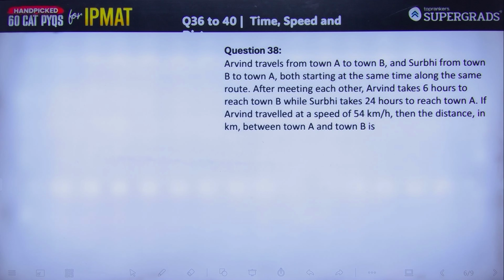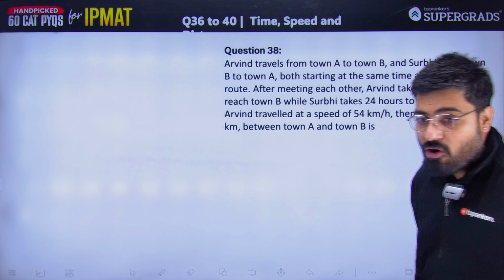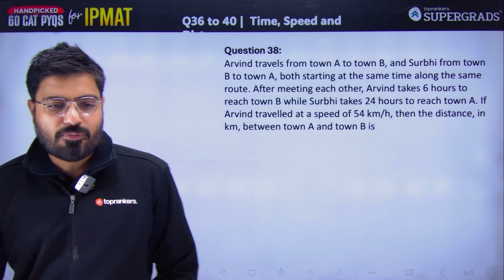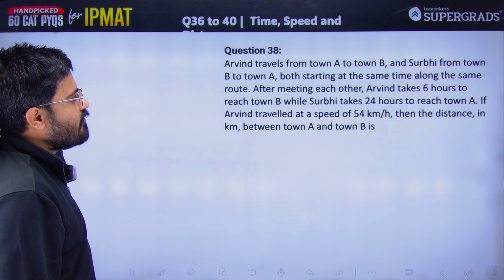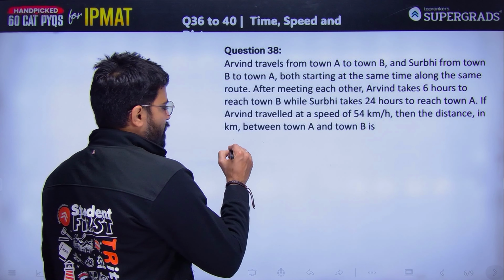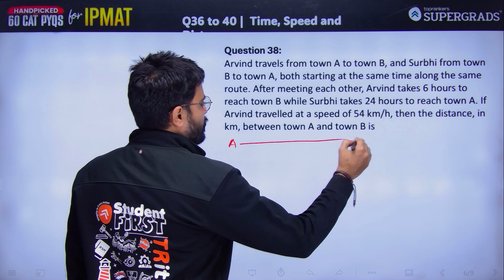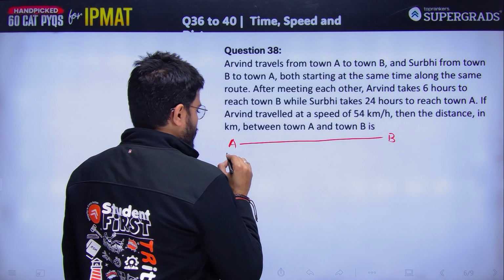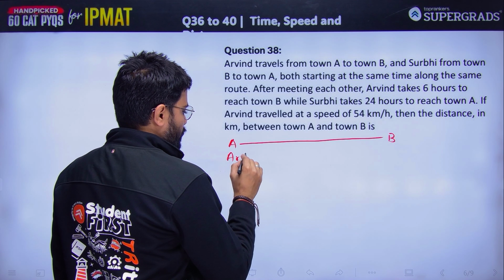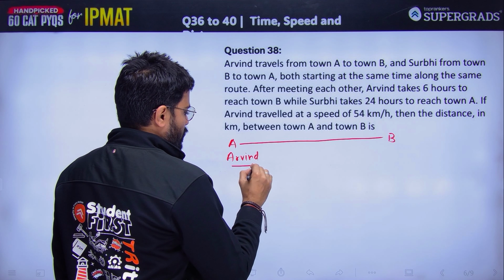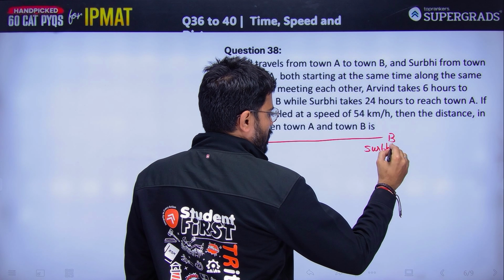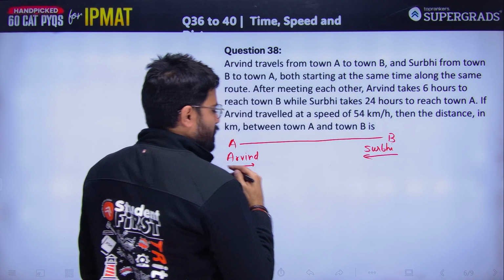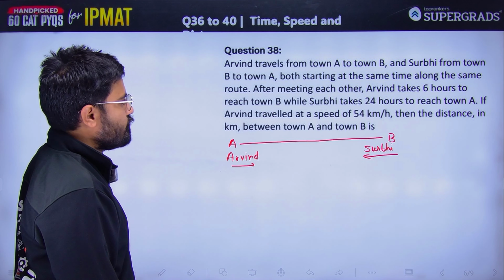Next, here is another question, but pause the video here itself and then jump on to the solution. Let's have a look. Arvind travels from A to B and Survi travels from B to A. So Arvind travels from A to B. So this is your Arvind and this is your Survi.